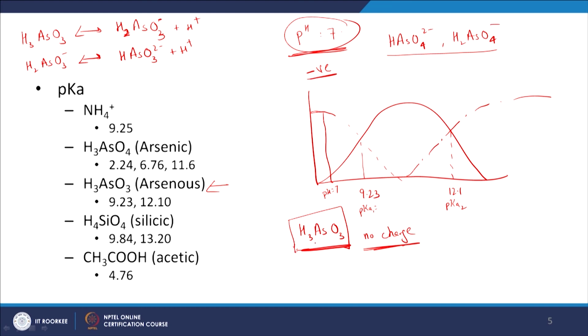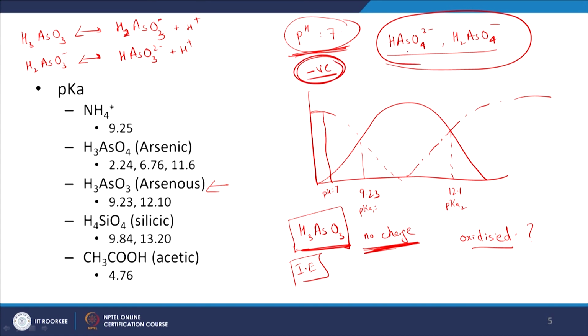So can you use ion exchange to remove a compound with no charge, especially in this case at pH 7? No. So in which form should arsenic be present if you want to remove it by ion exchange? It needs to be in the oxidized form, and why is that? Only because in the oxidized form it has a negative charge, and only then can it be removed by the ion exchange process.